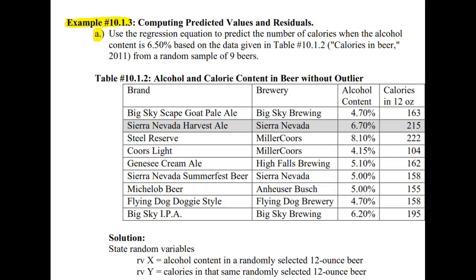All right, so example 10.1.3, computing predicted values and residuals. Part A says to use the regression equation to predict the number of calories when the alcohol content is 6.5%, based on the data given in table 10.1.2 from a random sample of 9 beers. So again, this is the alcohol and calorie content in the beer without the outlier. Remember, we took out O'Doul's.